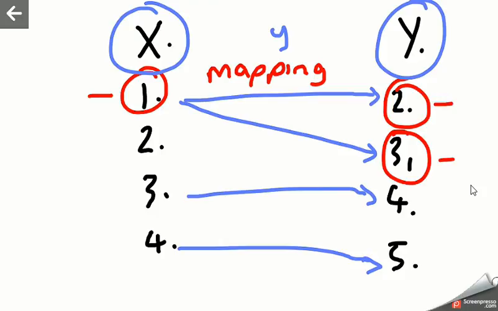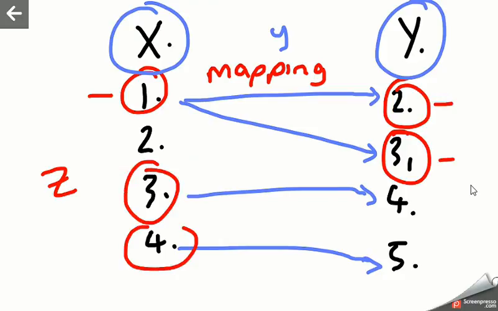Also, there's another problem. This 2. So I said that Y maps the set X to the set Y. It actually doesn't, because it doesn't send the input 2 anywhere. So actually, let's make a new set. We'll call it Z. And Z is the set 1, 3, and 4.